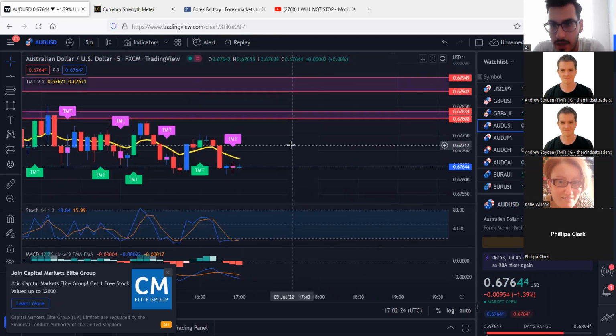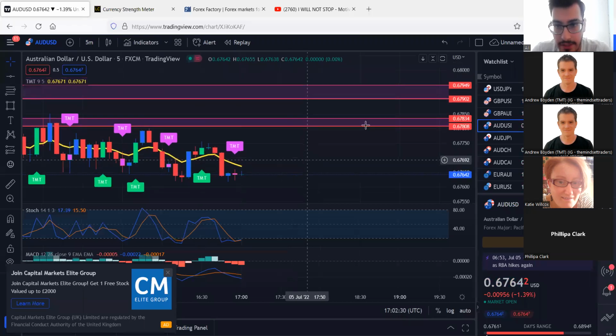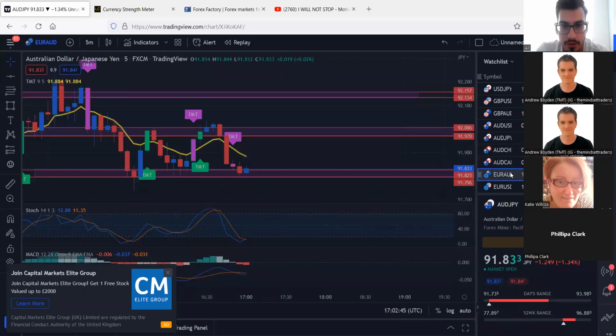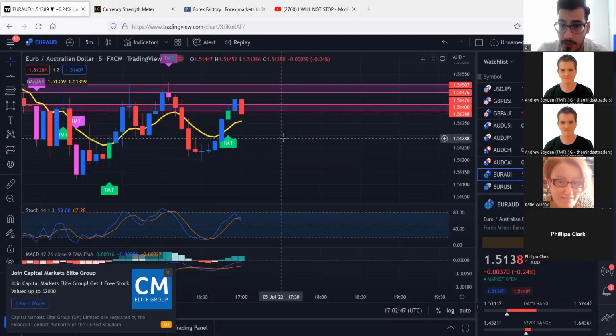The first area is from 808 to 834, and the second area is 902 till 949. If you guys would like, note it down. You guys can take trades on it. But other than that, AUD JPY, we are winning it so far. Euro AUD, we are winning it as well.